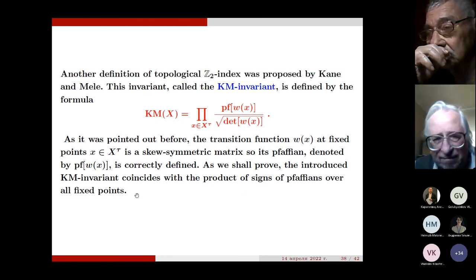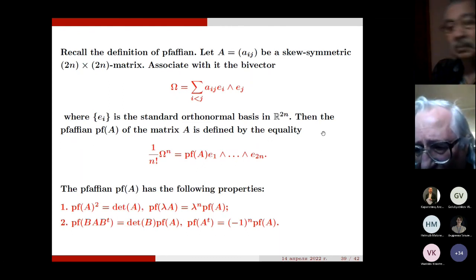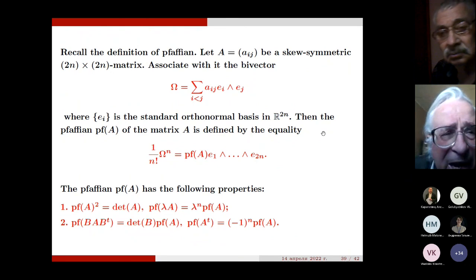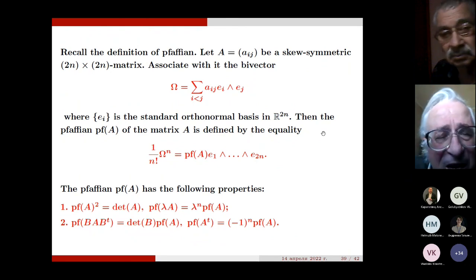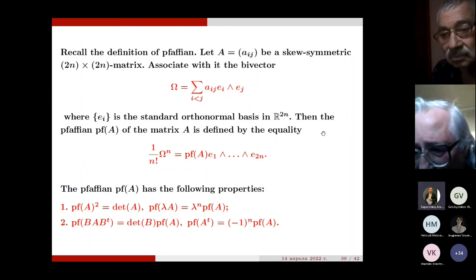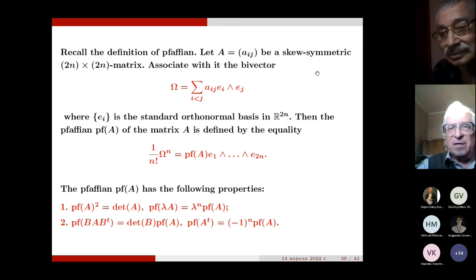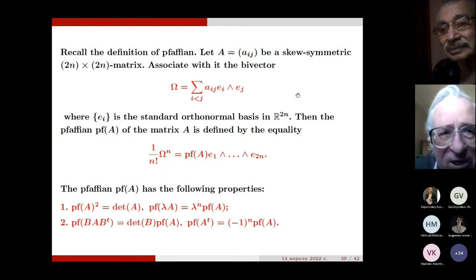How to prove that? I'm sorry, I have a question to the organizers. Shall I recall the definition of the Pfaffian, or can I assume that it is known? I guess it's up to you. Okay, let me then recall the definition.